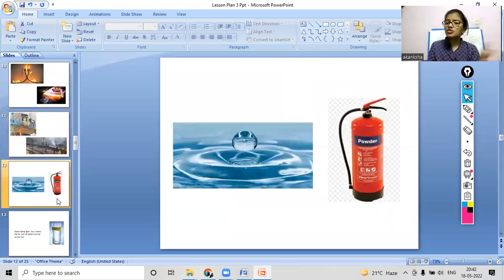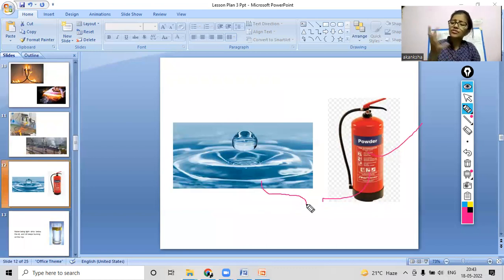So in some cases, you saw we are using water to extinguish a fire, and in some cases, you saw we are using this fire extinguisher, right? So both of these are used for extinguishing the fire. But why are we using a fire extinguisher in some cases and water in some cases? Why are we not using water in every case? You have to answer it now. First, we will see a small activity here, and then based on this activity, you will answer this question, right?